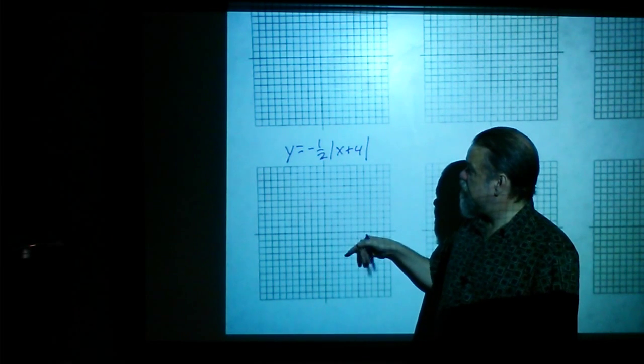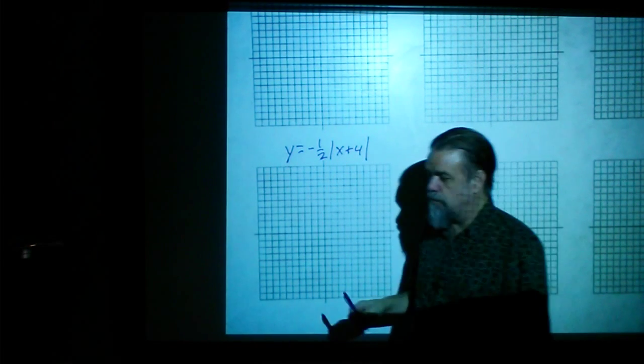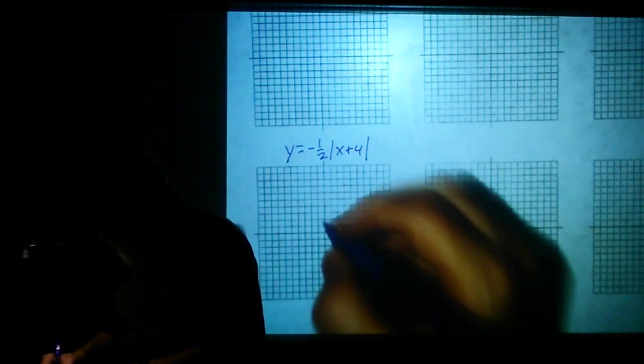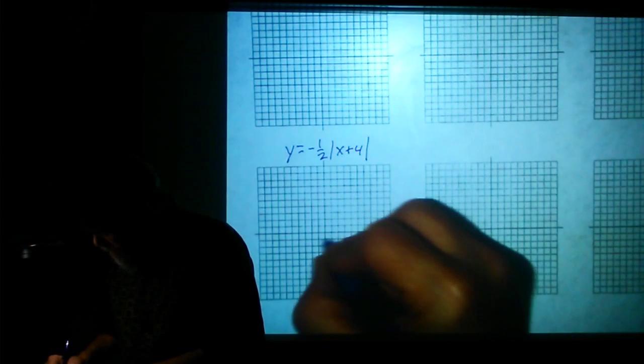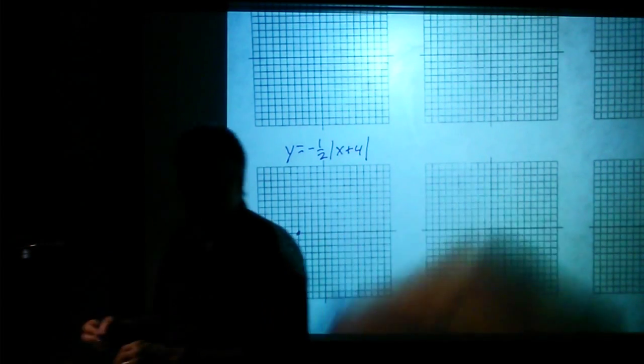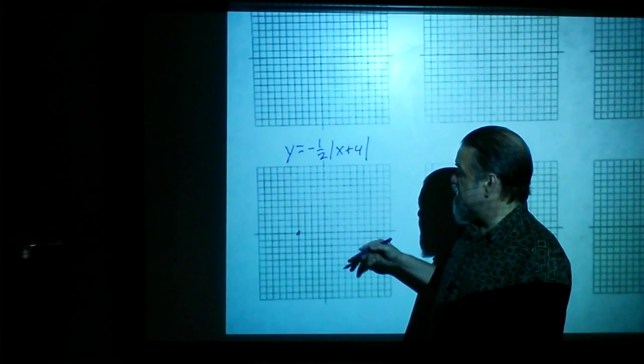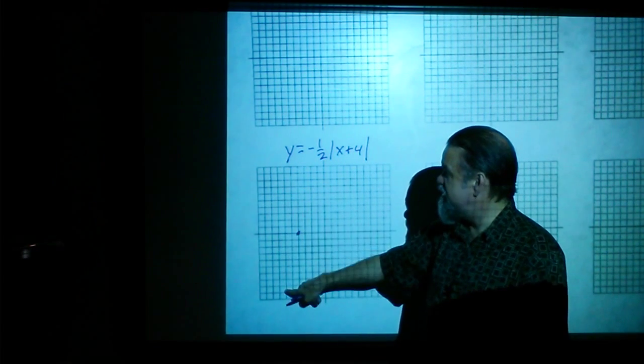Now, when will it be 0? It'll be 0 when this part here is 0. And that means x has to be negative 4. So let me plot that point. X is negative 4. That's 1, 2, 3, 4. And that's going to be my vertex. But it's going to look a little different this time. Because like I said, this time it has to go down.